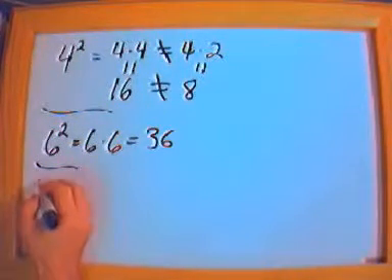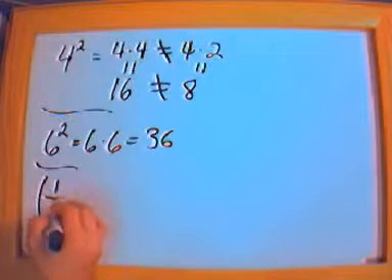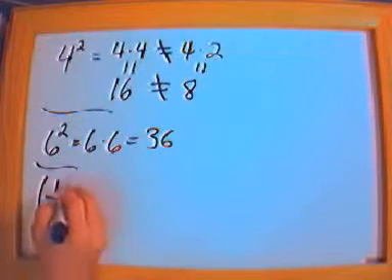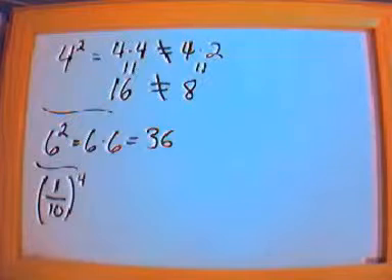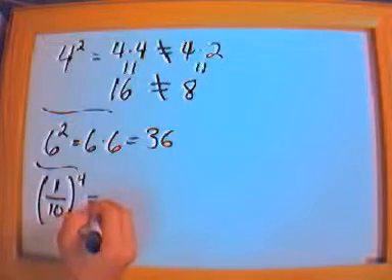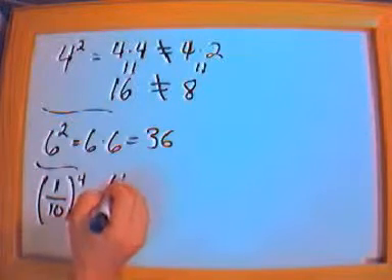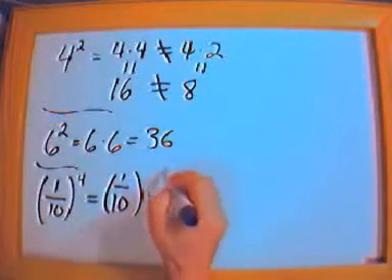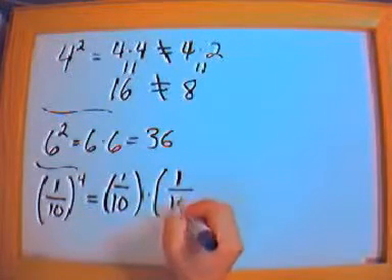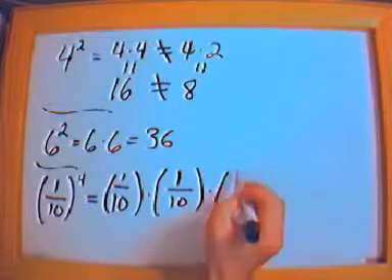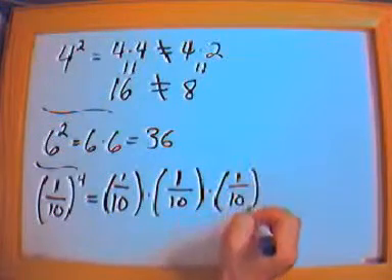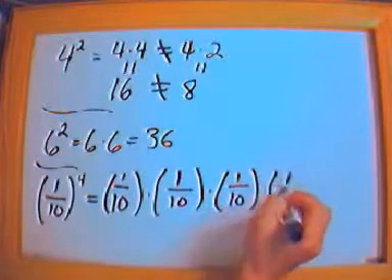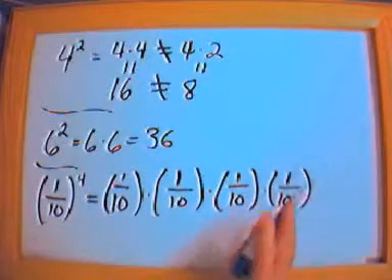Let's do something a little different this time. 1 over 10 to the fourth. It's a fraction, right? And you're like, oh my goodness, what do I do with that? Well, you just write it out. You've got 1 over 10 times 1 over 10 times 1 over 10 times 1 over 10. Okay?